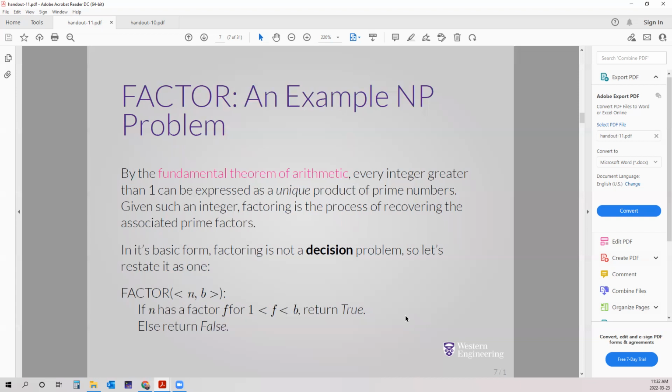Factor: given n and a bound b, if n has a factor f, for f greater than 1 and less than b, return true, else return false. For example, the number 11. How many factors does 11 have? 11 and 1. But 10 has 1, it has 2, it has 5, and 10. Right?